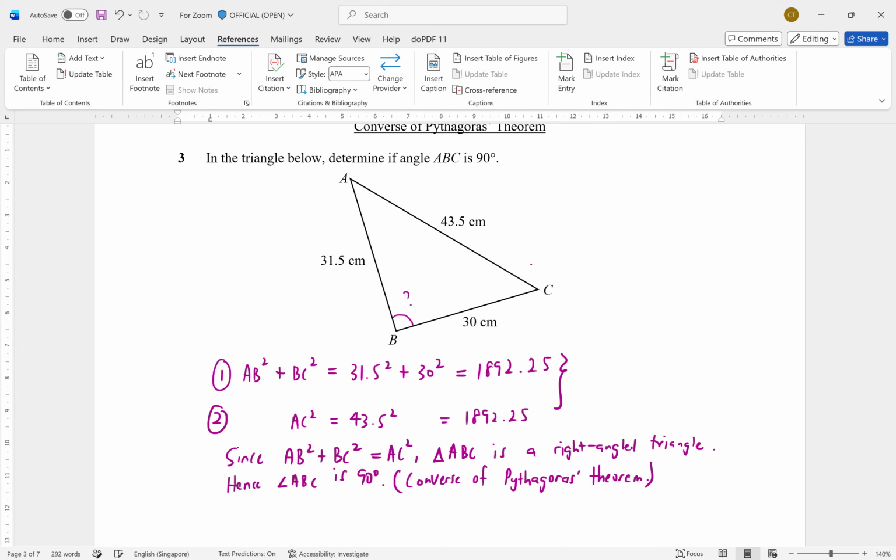Two separate lines, two different numbers. If these two numbers are not the same, then you conclude that it's not a right angle triangle. So remember, two separate lines. You are not supposed to do this. This is the wrong working. You're not supposed to write it like this, then put in the numbers, then write like that.